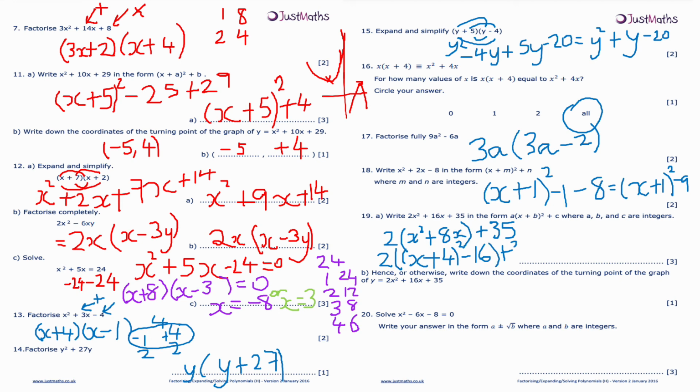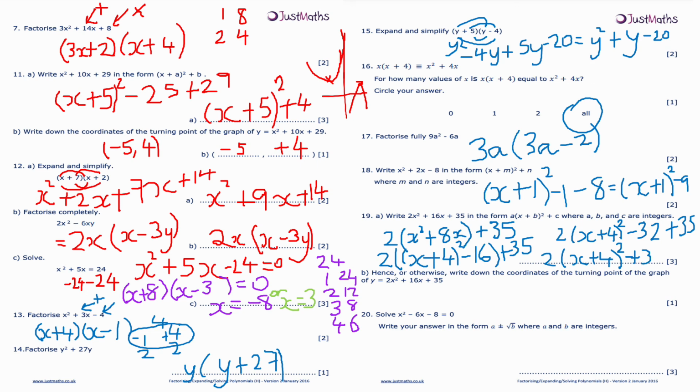Once I've closed it, I'm now going to expand this bracket here. So 2 lots of this is going to be 2 brackets x plus 4 all squared. 2 times negative 16 is minus 32, and then I can add the 35. So I'm going to have 2 brackets x plus 4 all squared minus 32 plus 35, which simplifies to just a positive 3.